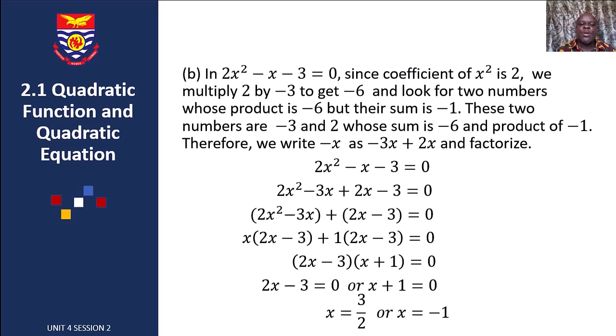Now, we realize that 2x minus 3 is again common, so we factor it out, and then we are left with x plus 1. So it's either 2x minus 3 that is 0 or x plus 1 that is equal to 0. And so when we simplify, we get x to be 3 out of 2 or x to be negative 1. I would like you to try the third one before we get there so that you can compare your answer to what we will get.